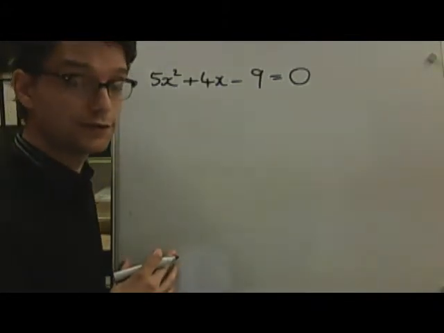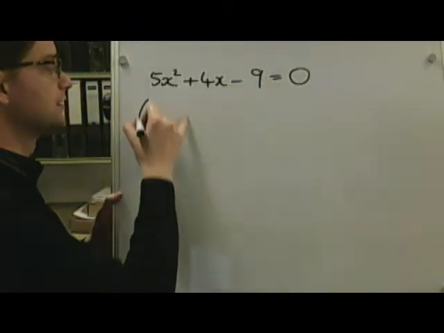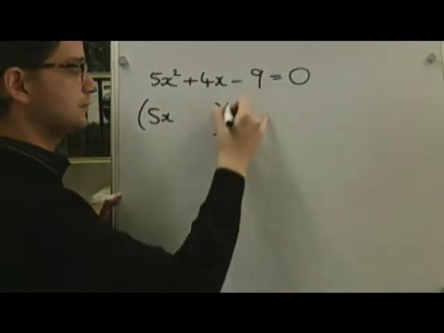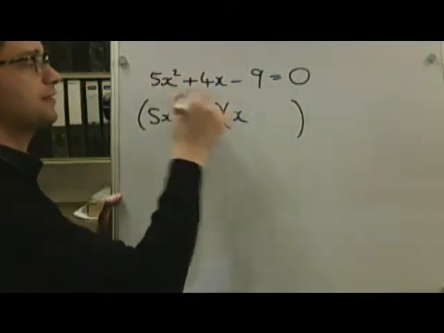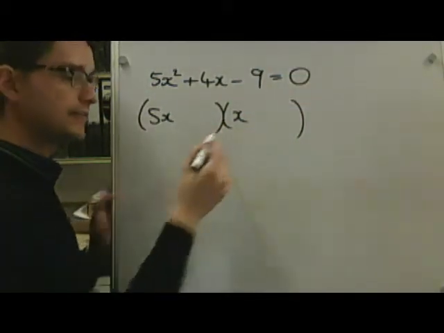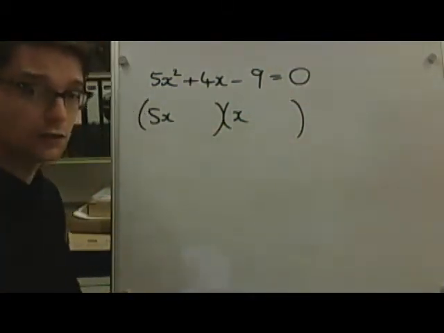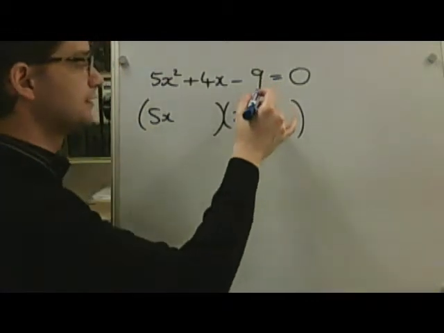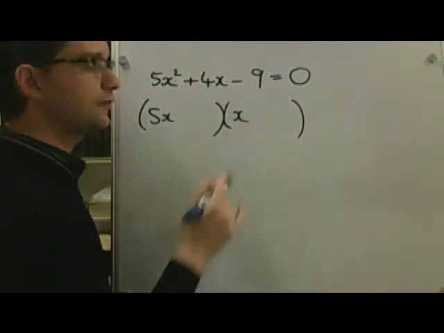5x squared plus 4x minus 9 equals 0. Can I do the factorisation? Well, I think because it's a 5x squared, I need a 5x and an x. I'm going to start trying possibilities. For 9, it's 1 and 9 or 3 and 3.